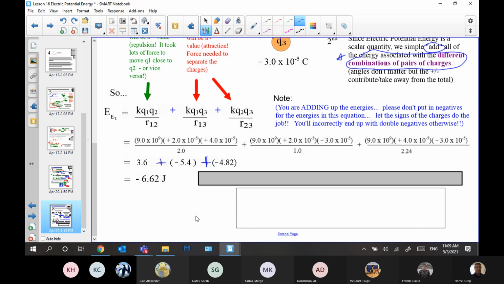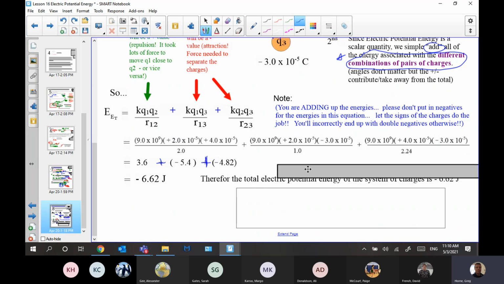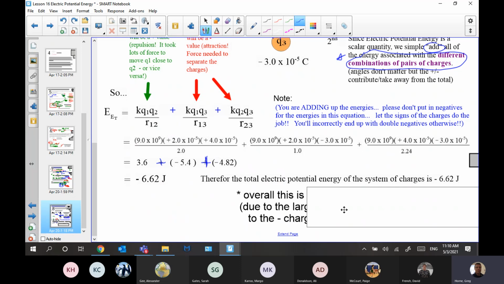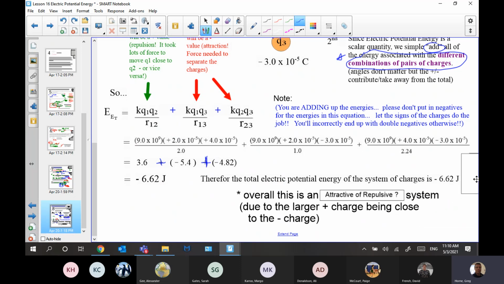Okay. So if it's negative 6.62, then you should recognize that that's an attraction situation overall, right? The overall combined energy of these is an attraction situation. We got a potential energy of the system of negative energy. Overall, actually, I already said it here, right? I've got it listed where it's like, overall, this is a what kind of system then? We know, of course, that it's an attraction situation.